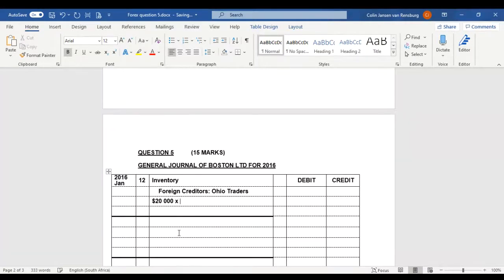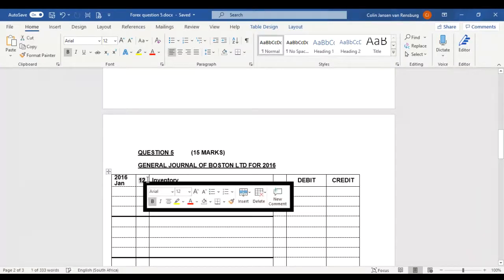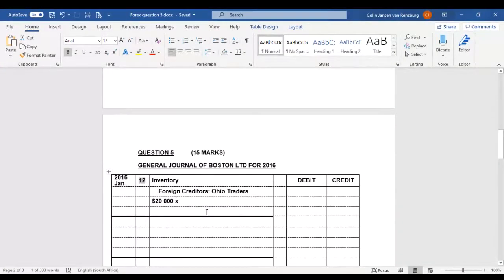Now, as you know, because our reporting currency is rands and not dollars, it means we are also recording our ledgers and our journals in terms of rands. So it means we have to go and translate or convert this to rands now. On which date? On which date? The date is the transaction date, which is the 12th of January, right?